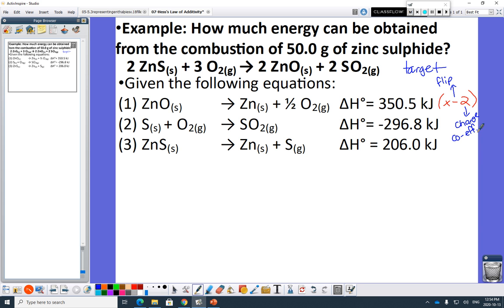So I'm going to flip it or reverse it, and I'm going to change the coefficient. And what I do to 1, I can't just multiply this by 2. You have to do them all. Multiply this by 2, multiply this by 2, and multiply this by 2.